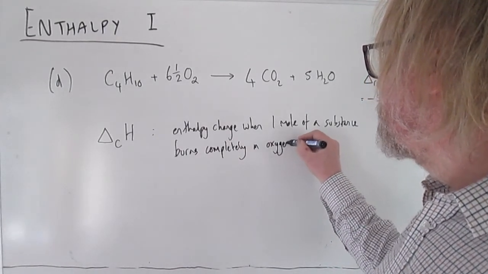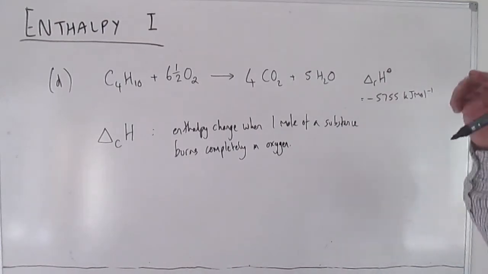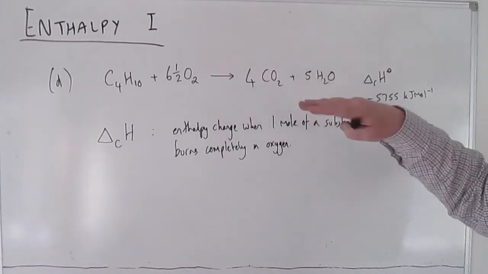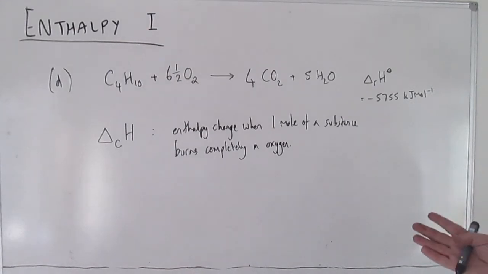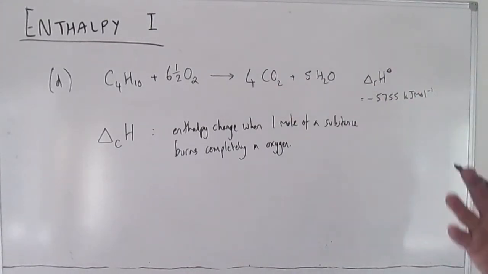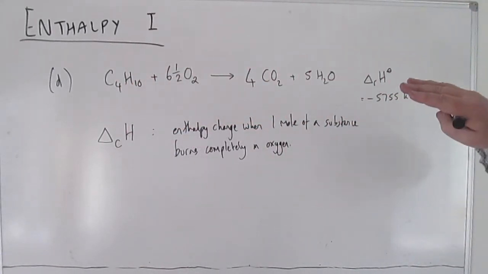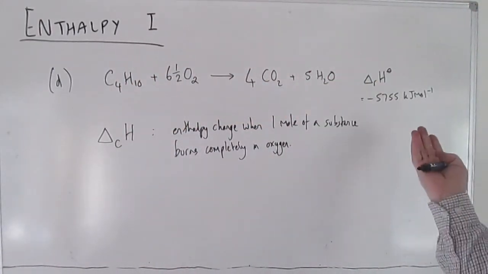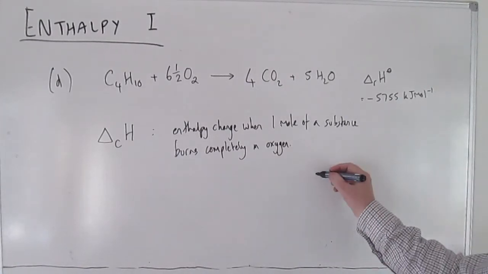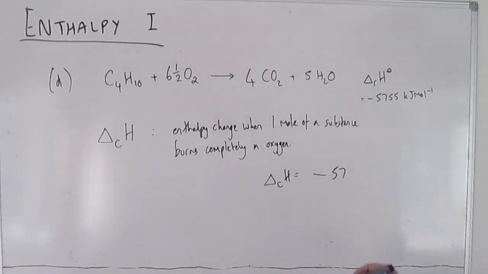And you know, of course, that what you mean by burns completely is that when it burns, it gets fully oxidized, so all of the carbons end up as CO2 rather than carbon monoxide or carbon. So what you have to do is compare that definition with this equation, and you can see that's exactly what it is, because that is 1 mole burning, producing CO2, so it's undergoing complete combustion. So the answer is simply minus 5755 for the delta H of combustion.